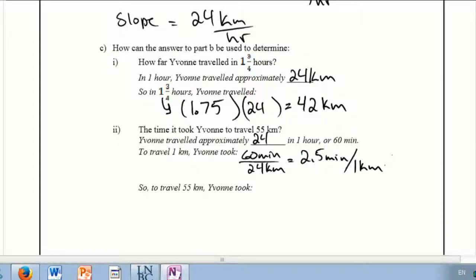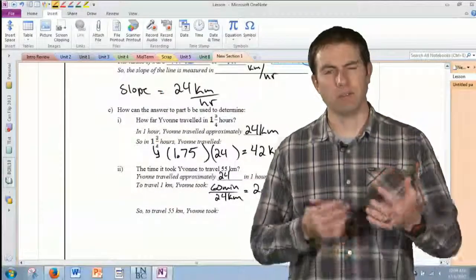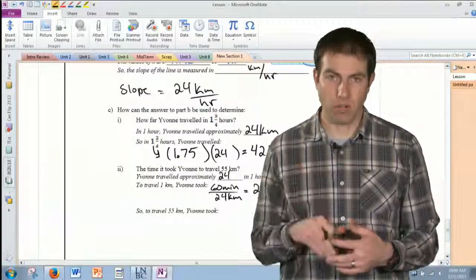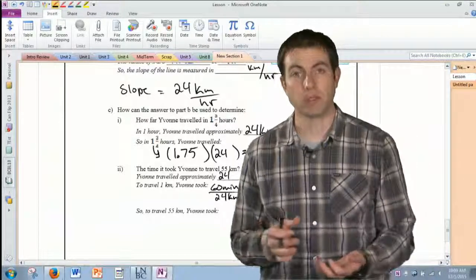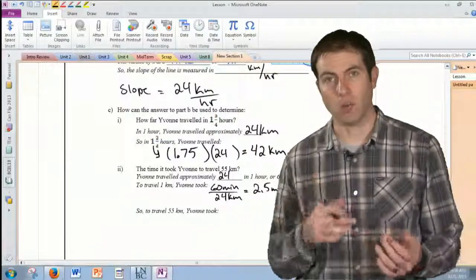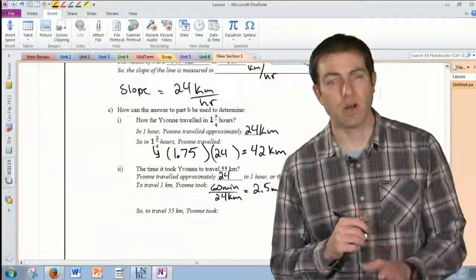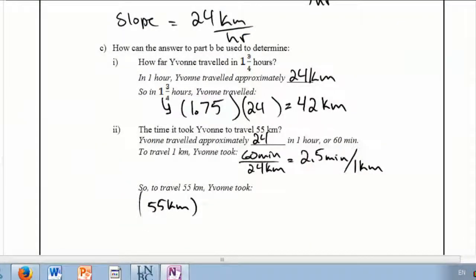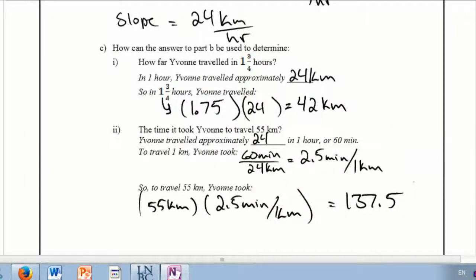So continuing that train of thought, 24 kilometers per 1 hour. If you flip it and say, okay, 24 kilometers in 1 hour, 60 minutes to travel 24 kilometers, that's 2.5 minutes per kilometer. And then I say, hey, she went 55 kilometers. How long did it take? You just say, okay, I could take my 55 kilometers and multiply it by 2.5 minutes per kilometer, and then end up with 137.5 minutes.